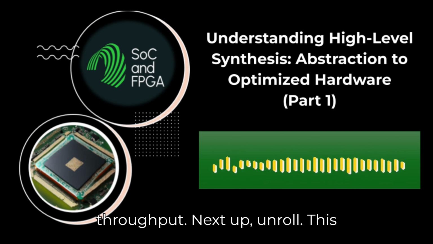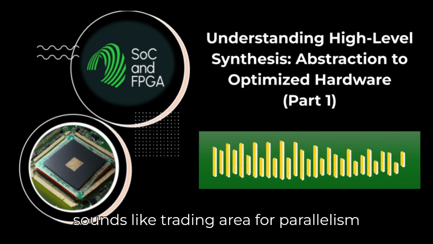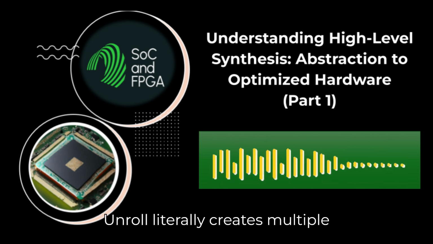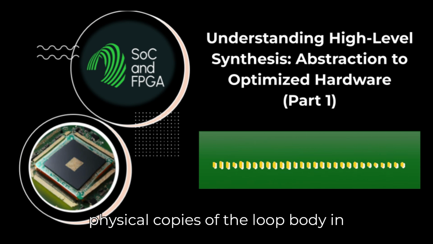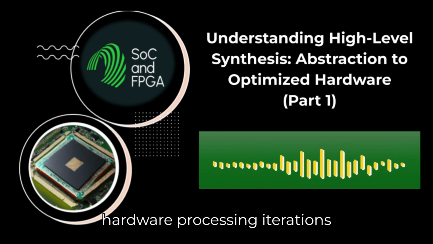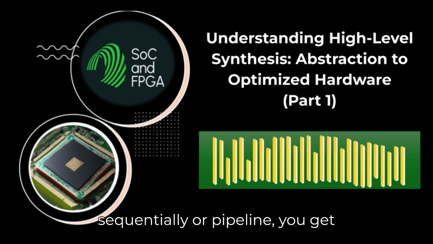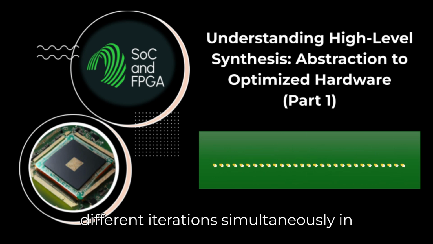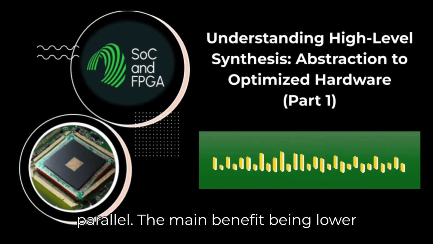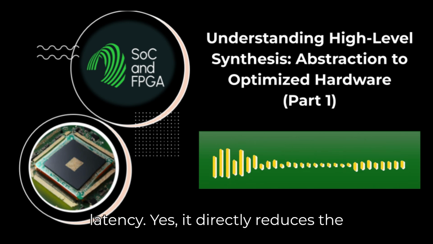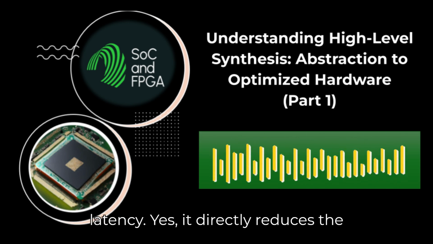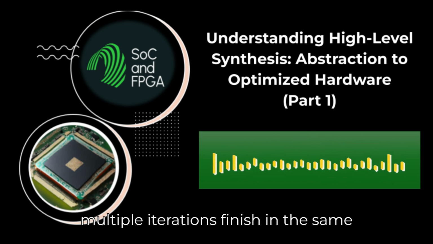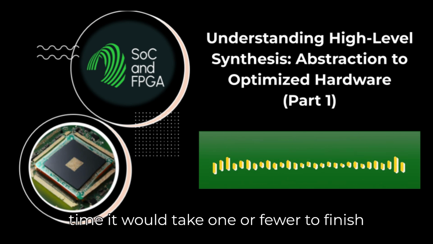Next up, unroll. This sounds like trading area for parallelism directly. That's exactly what it is. Unroll literally creates multiple physical copies of the loop body in hardware. So instead of one set of hardware processing iterations sequentially or pipelined, you get multiple sets of hardware working on different iterations simultaneously, in parallel. The main benefit being lower latency. Yes. It directly reduces the overall latency of the loop because multiple iterations finish in the time it would take one or fewer to finish without unrolling.